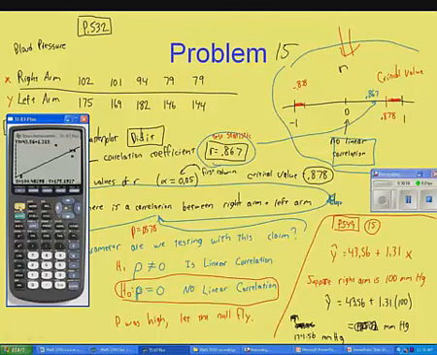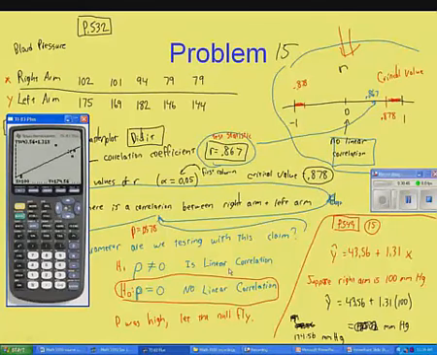Or another thing you can do is hit second trace, and it says, what do you want to calculate? I want to calculate a value. So I'll press enter. It says, what do you want x to equal? All right, what do we want x to equal? 100. Enter. There it is, 174.56. So if you already have it in your calculator, this is easy to work with. Yeah, second trace is nice. Okay. So any questions on this kind of stuff?